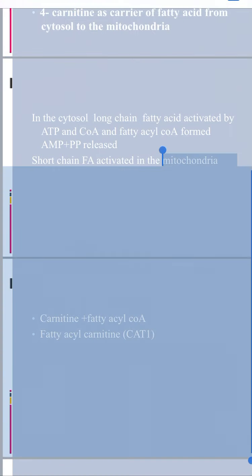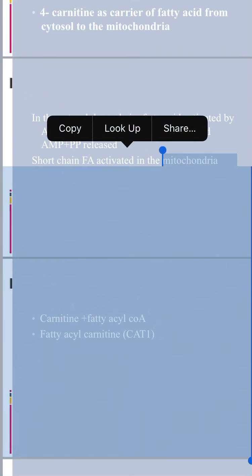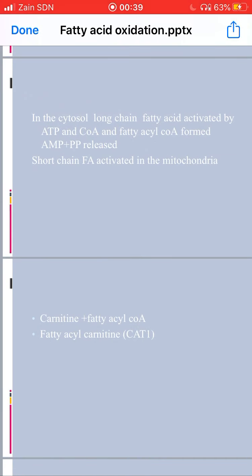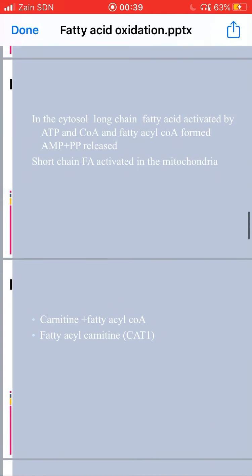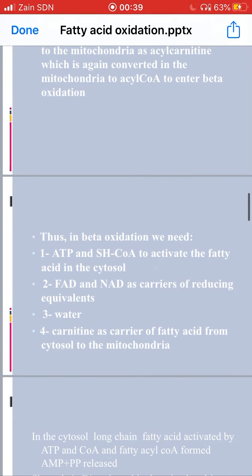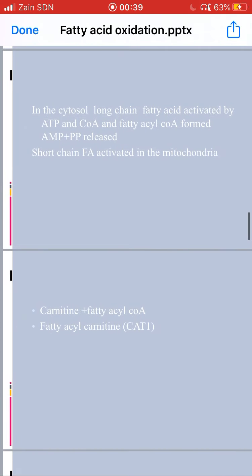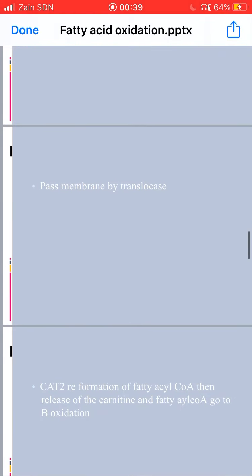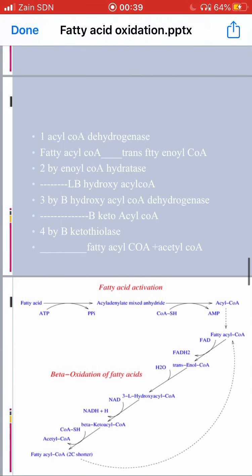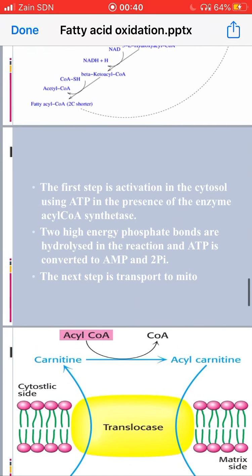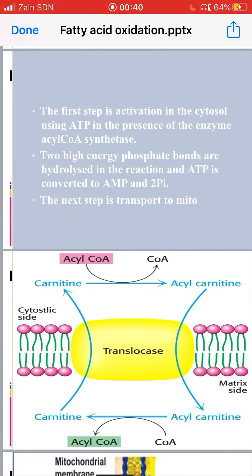Then in the inner mitochondrial membrane, another enzyme that's called carnitine acyl transferase 2 will release fatty acyl CoA. This fatty acyl CoA actually will go to and enter the beta oxidation. Okay? So the first step is activation in the cytosol, and two high energy phosphate bonds are hydrolyzed.